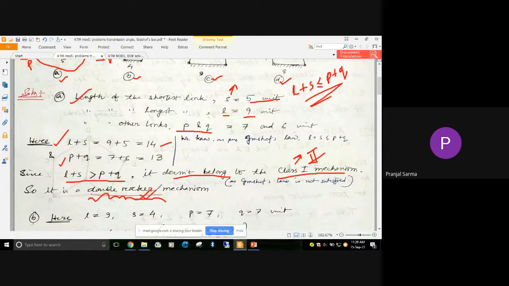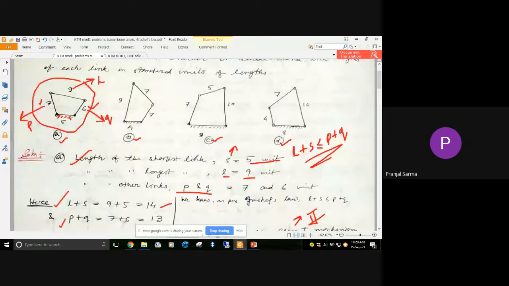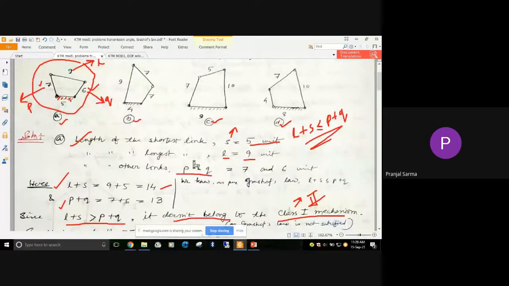The inversions of a class 1 mechanism we have already discussed. Understood how we have to check this? Easy, very easy. Let me know whether you have understood or not. Yes. Okay, yes, thank you. So we can go to anyone else. Maybe the second one. The other two you will try by yourself.